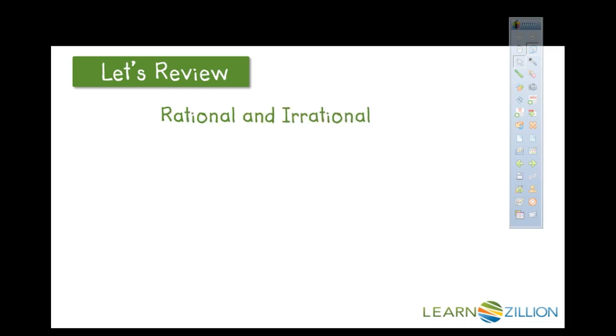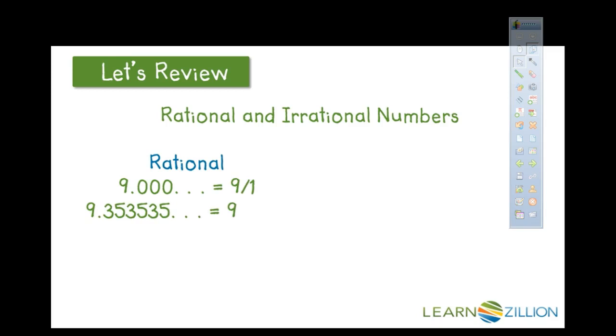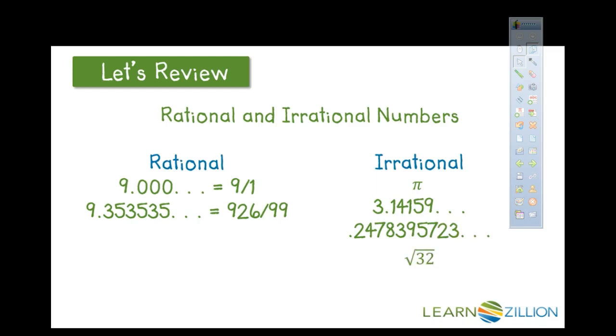Remember the difference between rational and irrational numbers. A rational number is a number that can be written as a fraction of integers. An irrational number is one that cannot be written as a ratio of integers. It can be easily identified as a number that cannot be written with a repeating decimal.